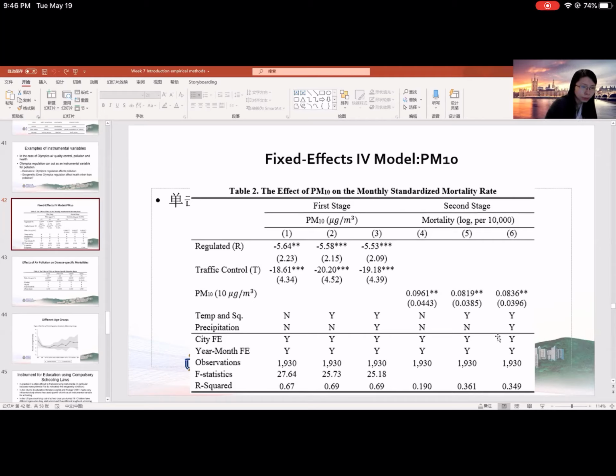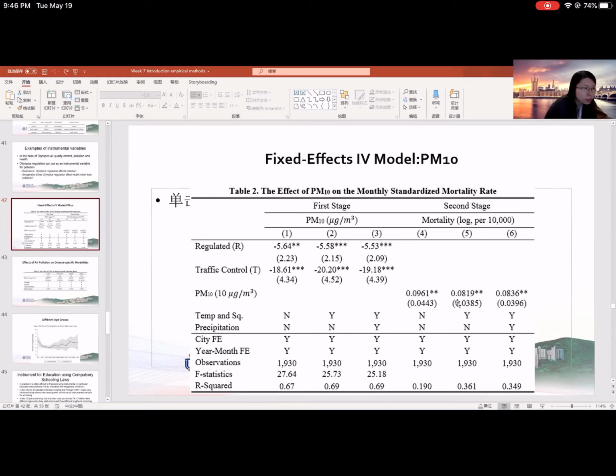I have one question. Numbers 1, 2, 3 are three different collections of samples, I suppose. We have 1,930 observations for each group, I suppose. You mean the number of observations? Yeah, because we have 1, 2, 3 as three groups with three values regarding regulated, minus 5.64, percent, I suppose. I think each of them represents results from one regression, one setting, and the difference is just that they add different controls. Yeah, in this case, temperature and precipitation.